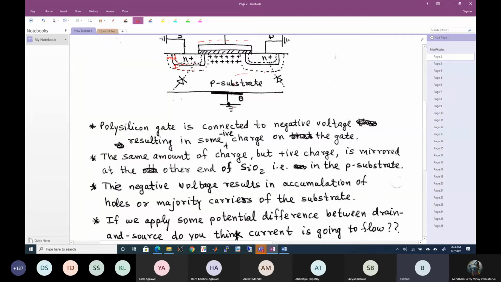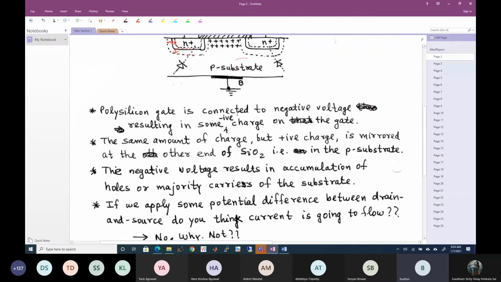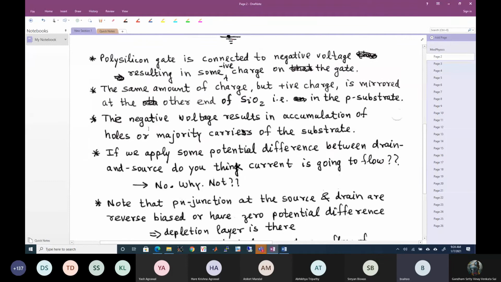The similar scenario happens, but it will happen for a much positive gate voltage. Just the opposite: whatever is happening for a negative voltage here, in case of a very positive voltage, the same thing, accumulation of charge carriers, will happen underneath the gate for a PMOS. Okay, so that's why I have made it generic. Negative voltage results in accumulation of holes or majority carriers of the substrate.